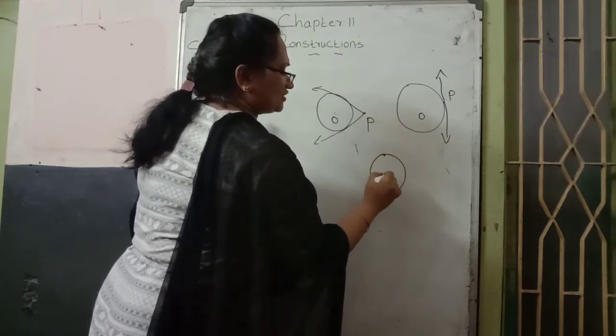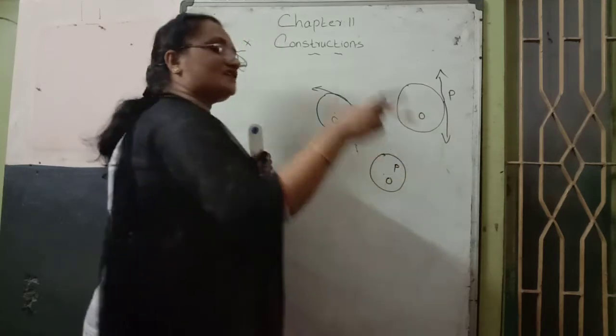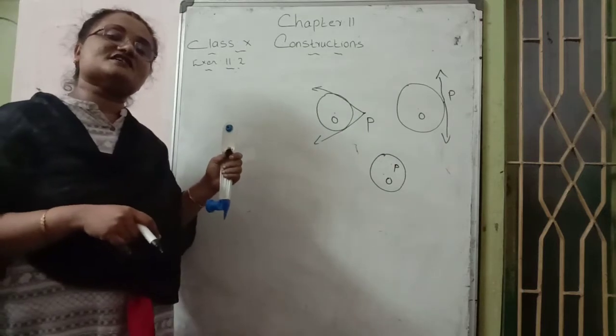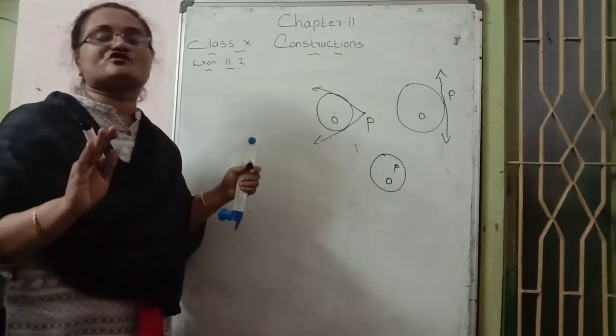Another one more. O is the center of the circle. P is a point inside the circle. How many tangents? Here no tangent is possible to draw.